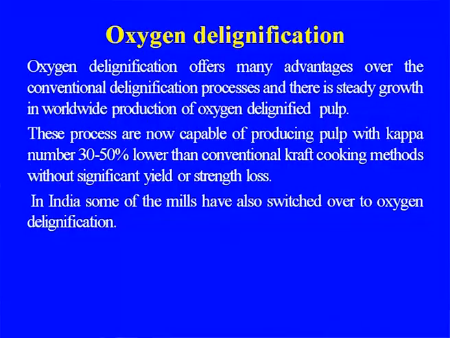These processes are now capable of producing pulp with kappa number 30 to 50% lower than the conventional kraft cooking method without significant yield or strength loss, because normally if you are doing oxygen delignification, the final pulp and paper which you are getting will have higher strength than what we are getting with the conventional pulping and bleaching process.